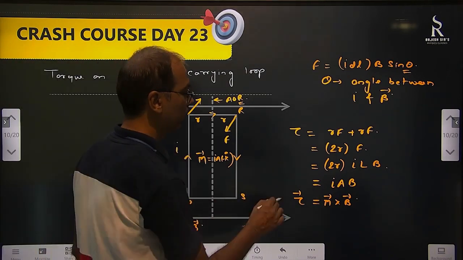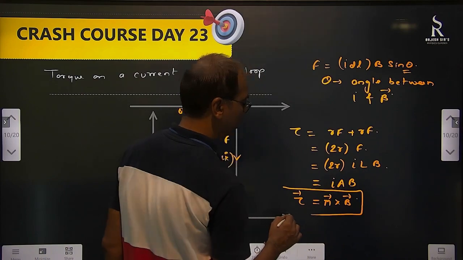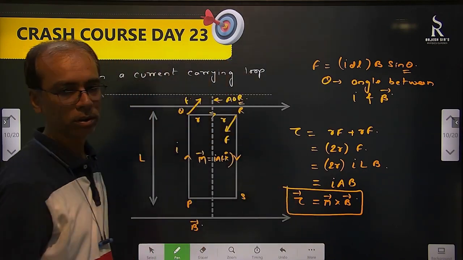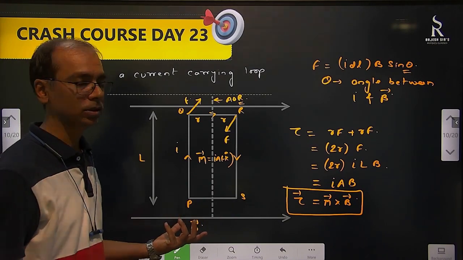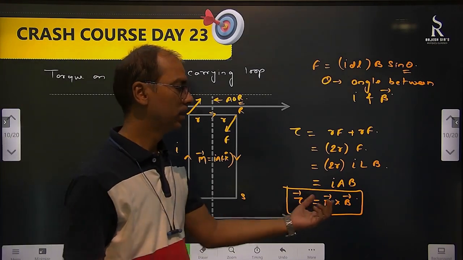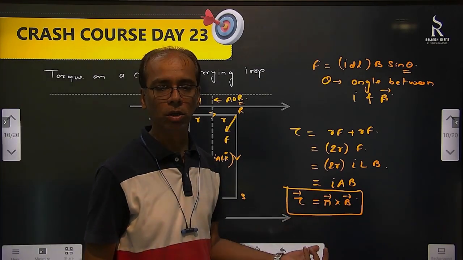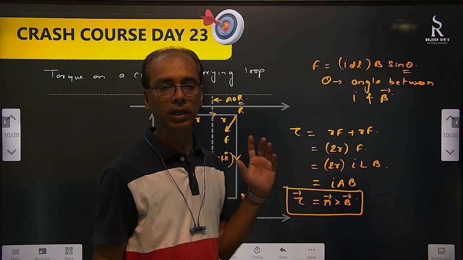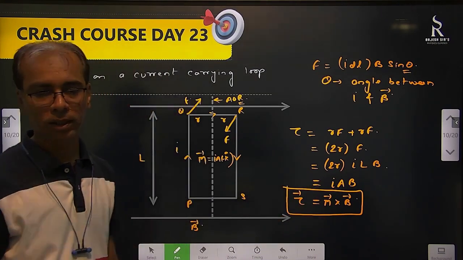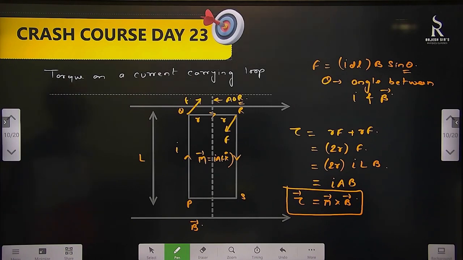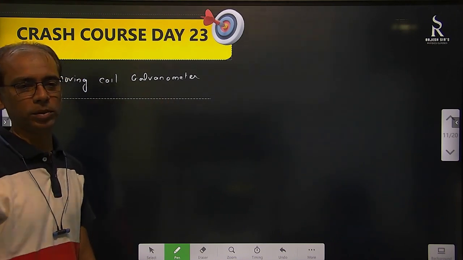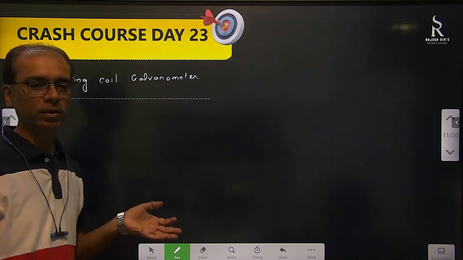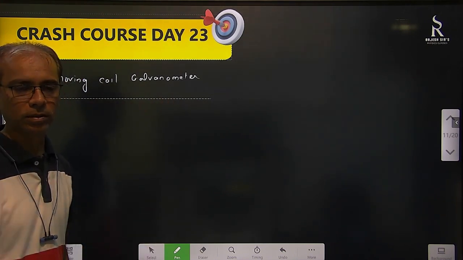So torque is equal to M cross B. Whenever you are keeping one current carrying loop in the magnetic field, there will be torque acting on it. Depending on directions, if M and B are in the same direction, obviously there is no torque. But if M and B make any other angle, there will definitely be torque. So where is the use of this? The main use is in the moving coil galvanometer, the same galvanometer that we use in current electricity.